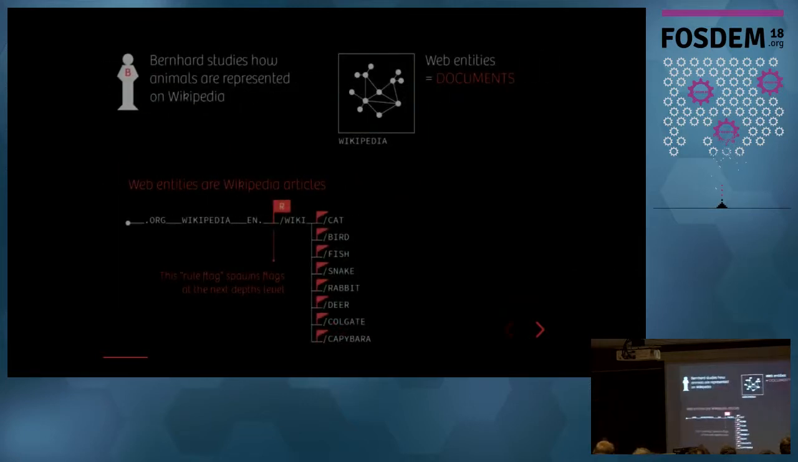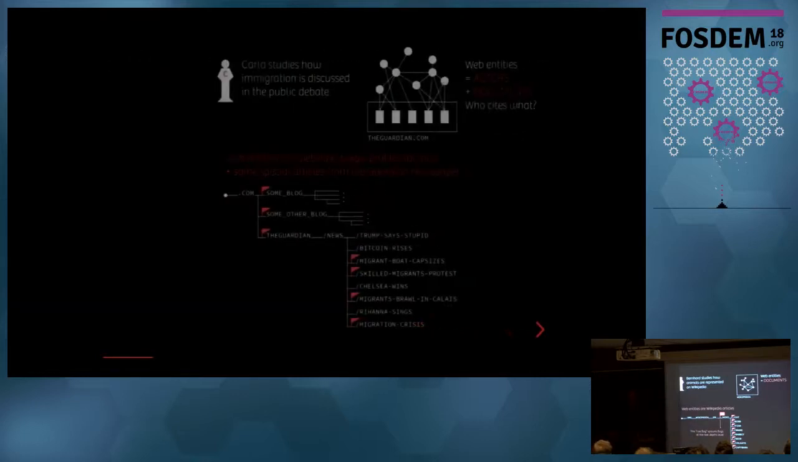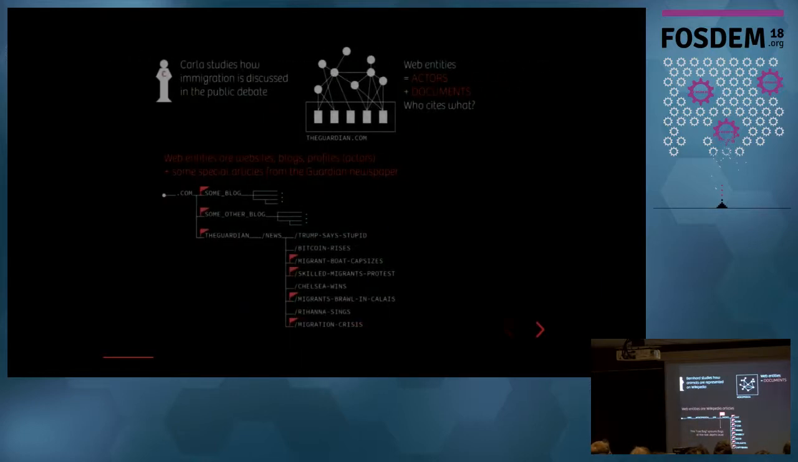In another use case, Bernard wants to study animals represented on Wikipedia. In this situation, it would be about different Wikipedia articles as different entities, and we can have a sort of meta flag spawning flags at the next level, so that we know that all Wikipedia pages are different pages, different entities.